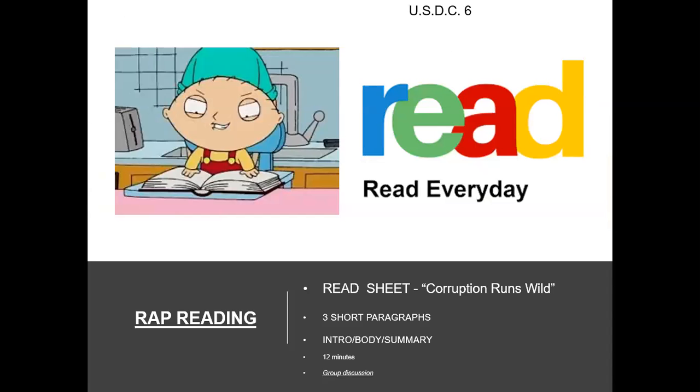Okay, let's read. This is a reading sheet. Your assignment is number 5. Assignment number 5. I don't have that written down, but it's assignment number 5. I want you to read the sheet, Corruption Runs Wild, and take care of that, please. It simply talks about how bad the political machine was.